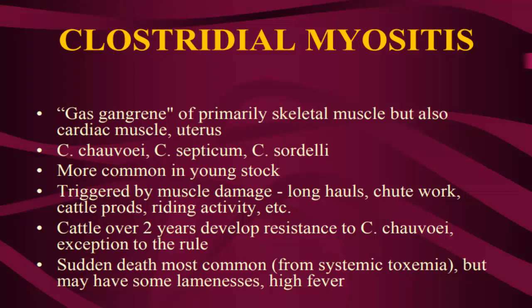Clostridial myositis: gas gangrene of primarily skeletal muscle but also cardiac muscle and uterus. C. chauvoei, C. septicum, C. novyi. More common in young stock, triggered by muscle damage, long hauls, chute work, cattle prods, riding activity, etc. Cattle over 2 years develop resistance to C. chauvoei, with exceptions to the rule.